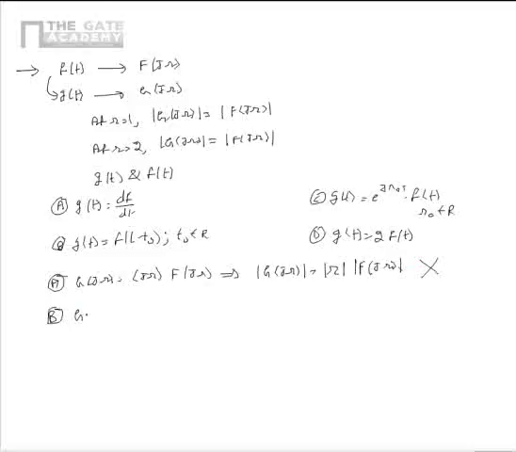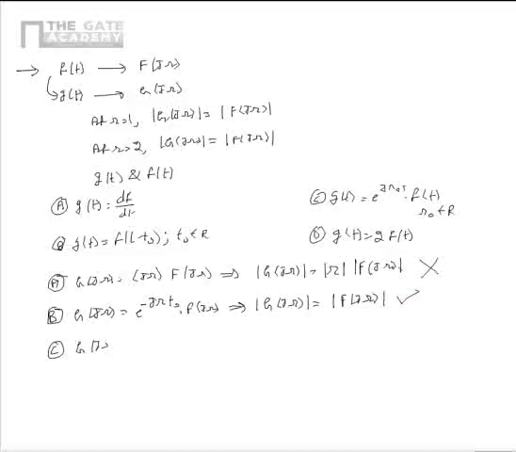Similarly, we see that as per option B, we can write that G of j omega is equal to e power minus j omega t naught multiplied by F of j omega. From this, we can say that magnitude of G of j omega is equal to abs of F of j omega, which satisfies the given conditions. So option B is the correct answer. However, let us verify the same with option C and D also.